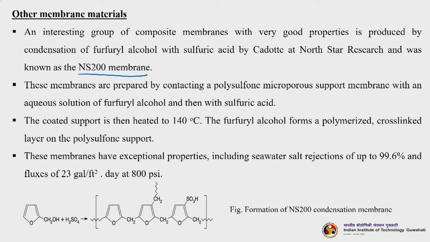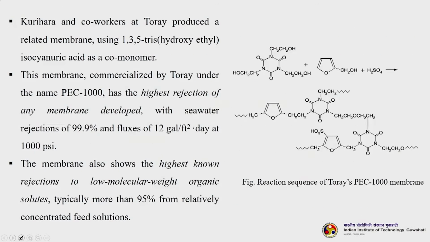Now, these membranes have exceptional properties, including seawater salt rejection of 99.6% and a flux of 23 gallon per feet square per day. So, you can see the flux is also very good in this. This is the structure of the NS200 condensation membrane. Then Kurihara and co-workers at Toray, one of the leading membrane manufacturers, produced a related membrane using 1,3,5 tris hydroxyl ethyl isocyanuric acid as the co-monomer.